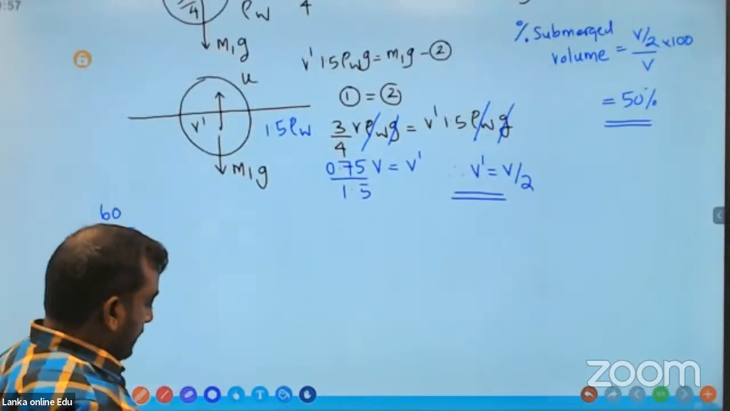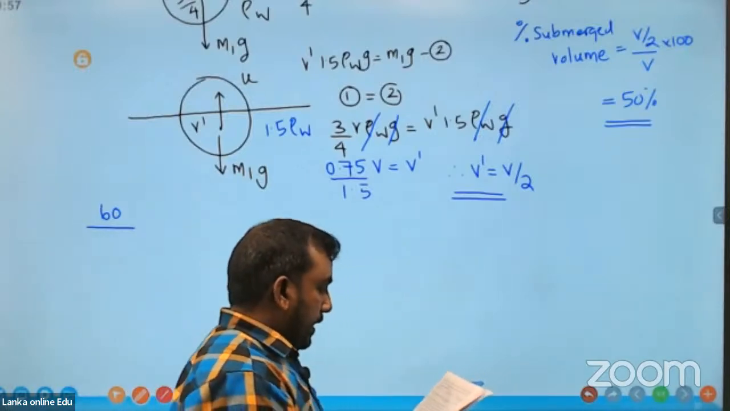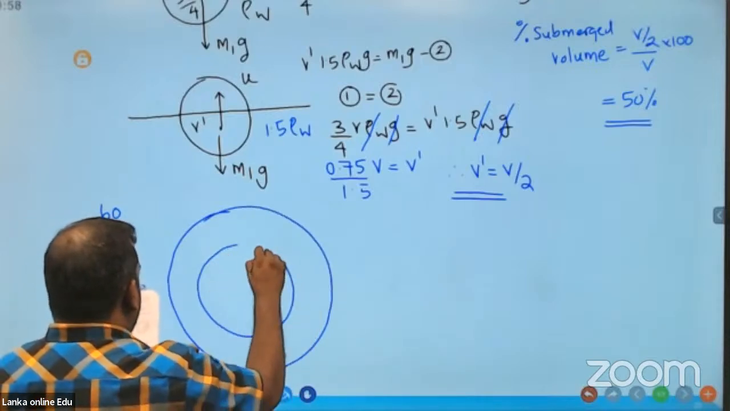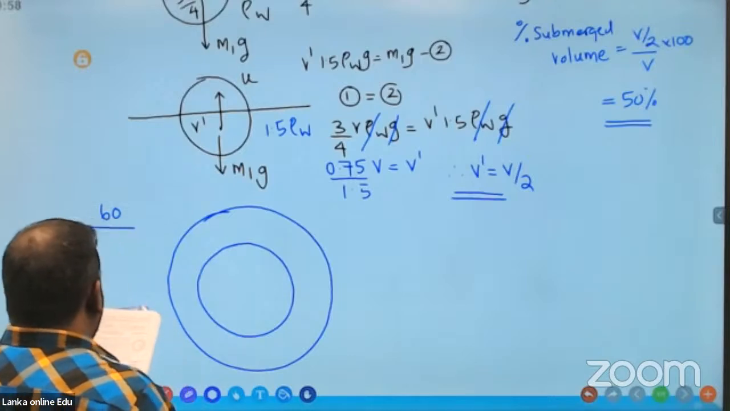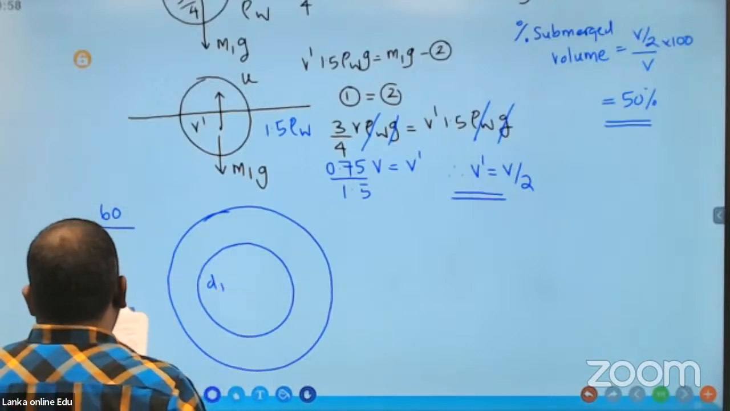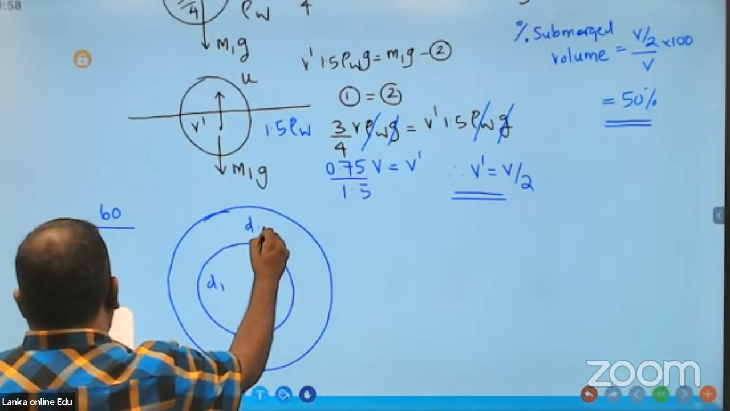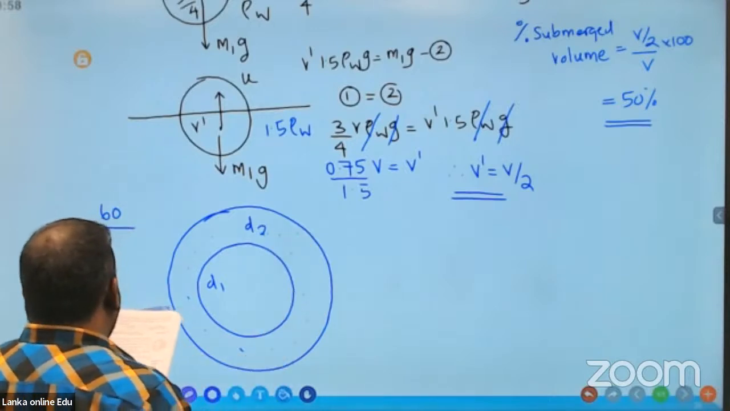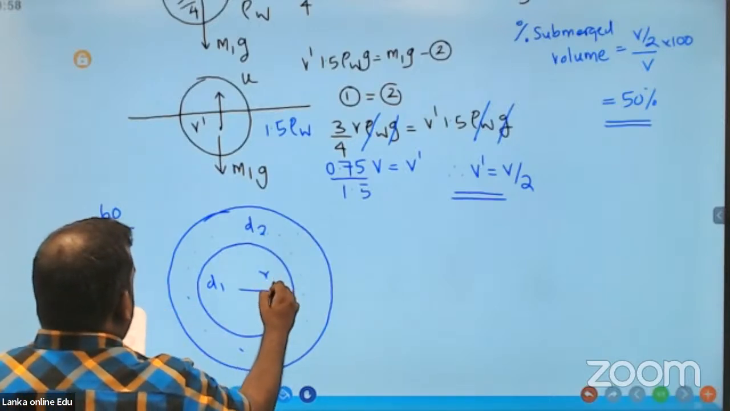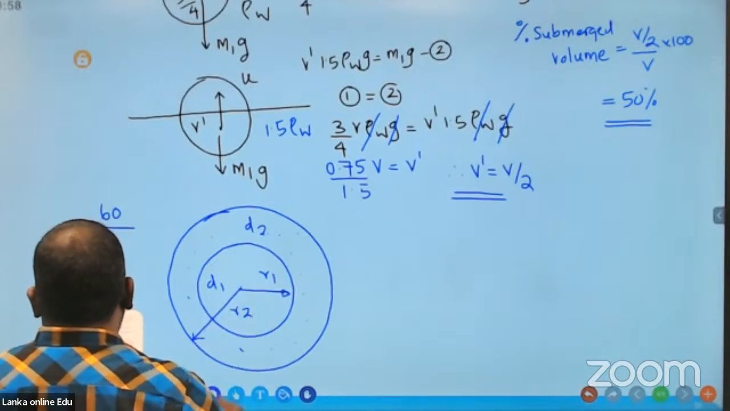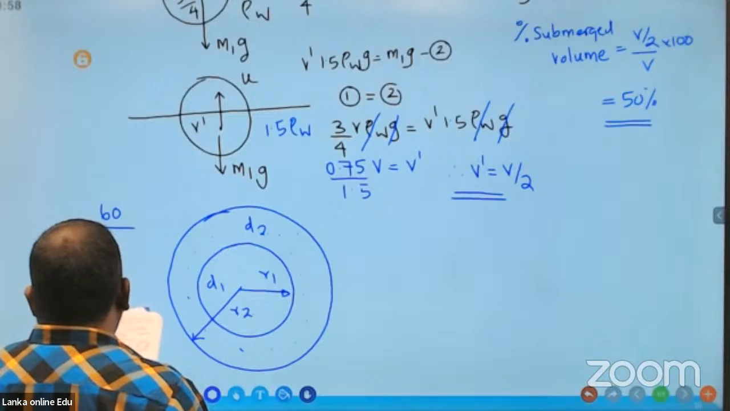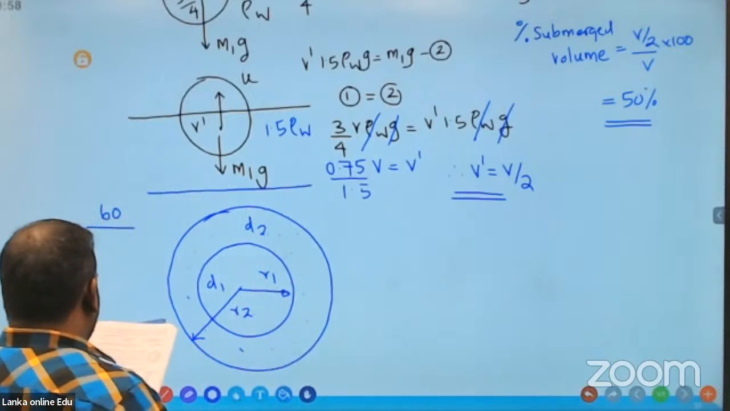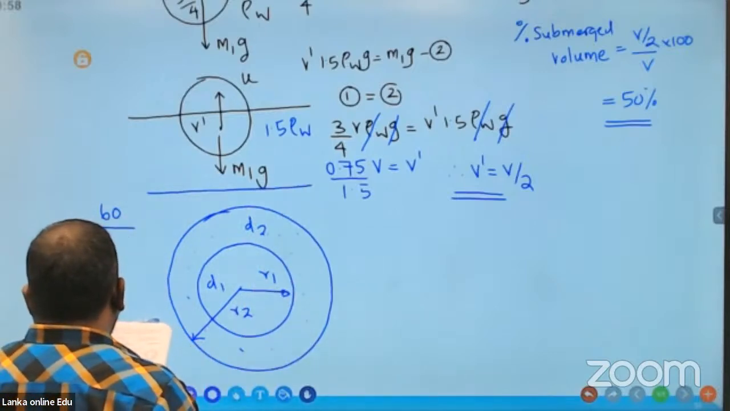MCQ 60. Inner sphere of a composite solid. Now there's a sphere here. Composite solid is made from material D1 density. Rest is made with material D2. They are marked with dotted lines. Radius of the inner sphere is R1. Radius of the outer sphere, I think, is R2. If the composite sphere floats immersed in a liquid, what is D3?